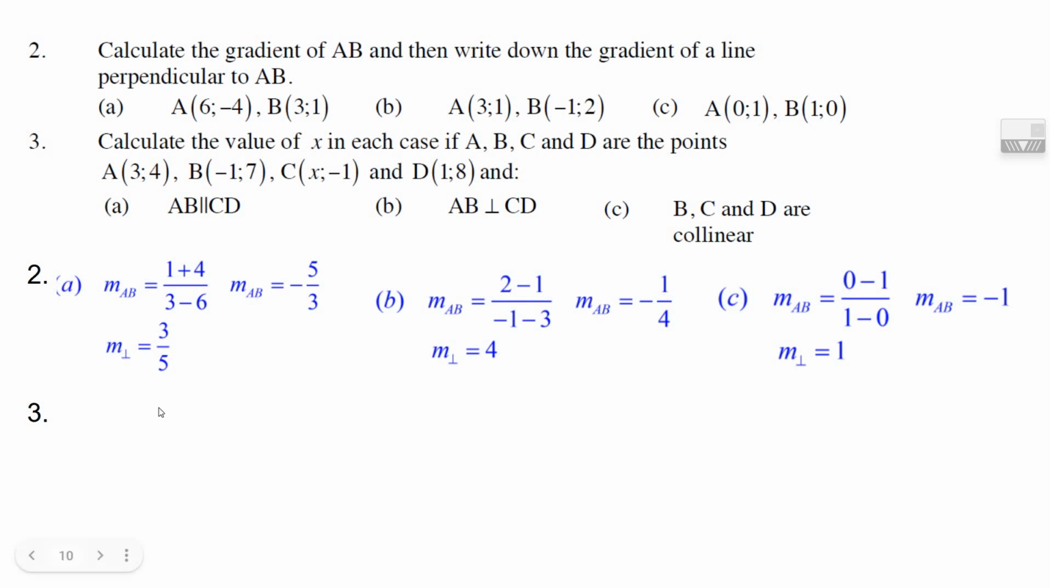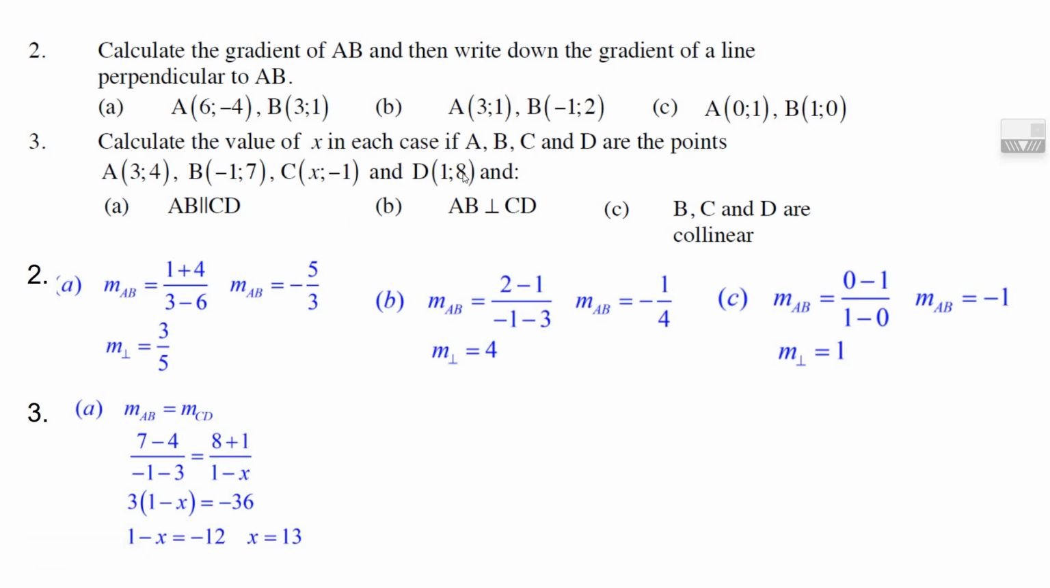So these questions were pretty easy, but these questions are more challenging. You've got to go, if AB is parallel to CD, we've got to try and find out what x is. Well, if they're parallel, it means their gradients are the same. So you work out the gradient of AB, and you work out the gradient of CD. So it's 8 minus 1 over 1 minus x.